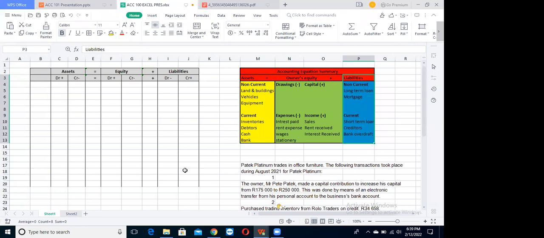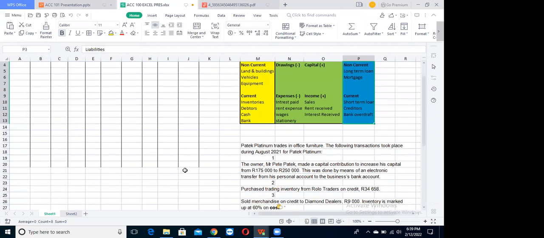So I'm going to read transaction number 1. It's that the owner, Mr. Pete Patek, made a capital contribution to increase his capital from 175,000 Rand to 250,000 Rand. This was done by means of an electronic transfer from his account to the business's bank account. So we are told that the owner increased his capital.